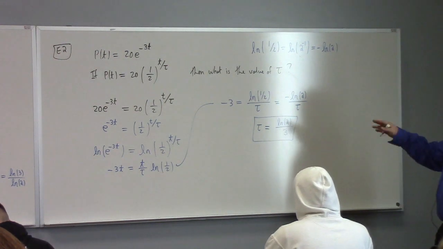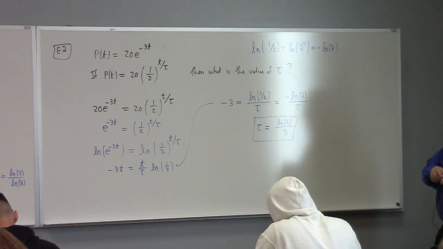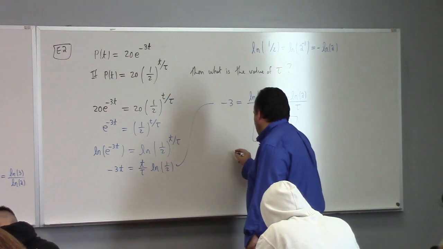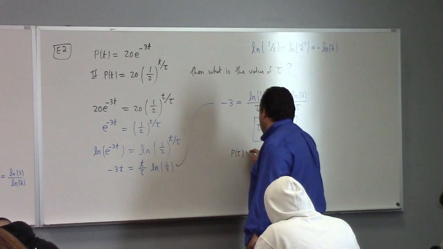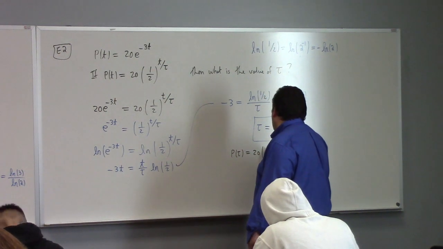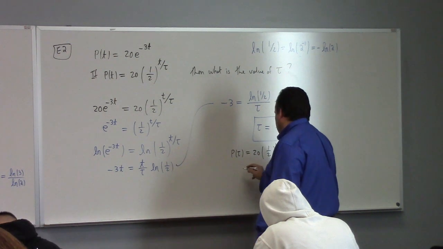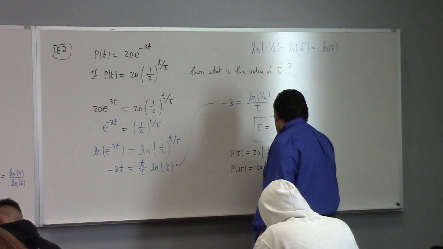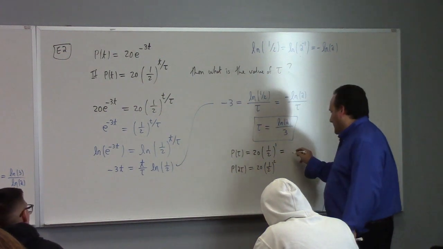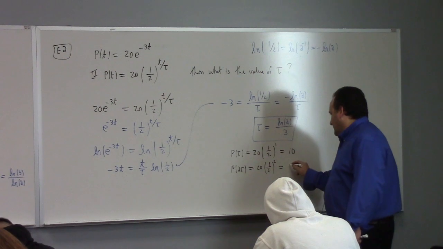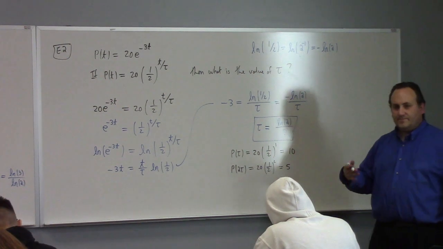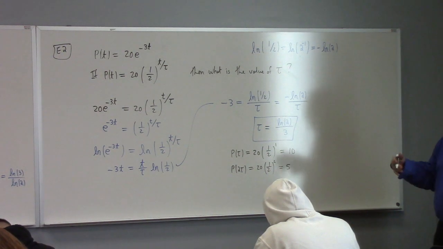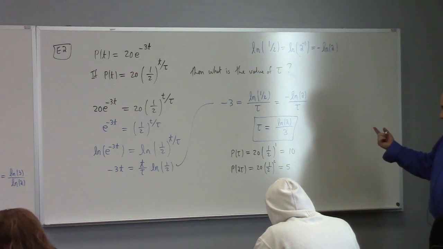Can you guys tell me what the significance of this is? What's the significance of tau? What is tau called? The half-life, that's right. So if we look at p of 1 tau, we get 20 times 1/2 to the tau over tau, which is 1. If we look at p of 2 tau, we get 20 times 1/2 squared. So after 1 time constant, we get 10. After 2 time constants, we get 5. If you went to 3 time constants, 3 times tau, you would get 5/2.